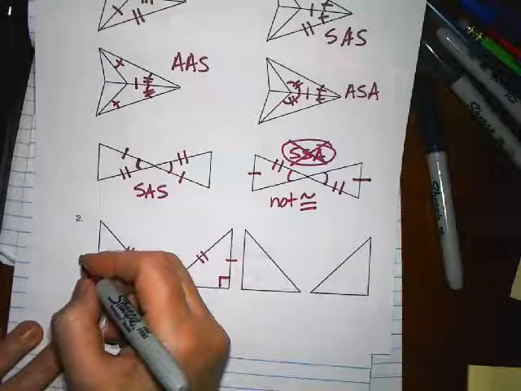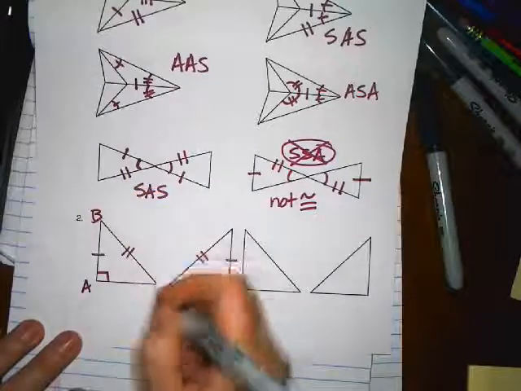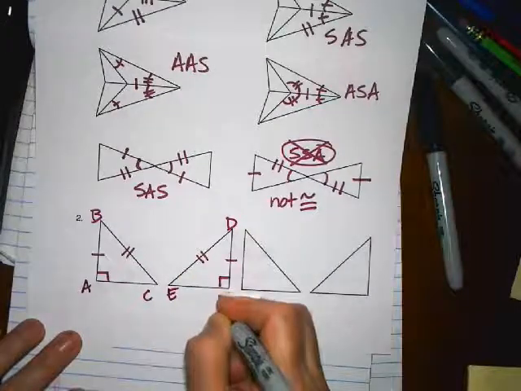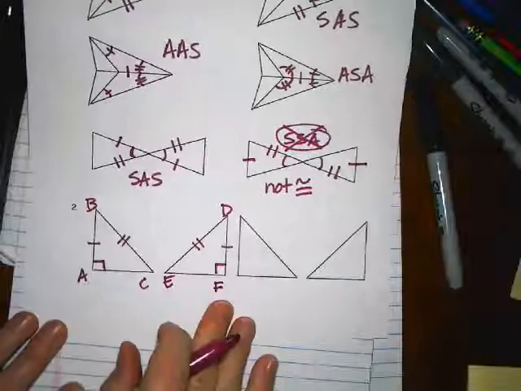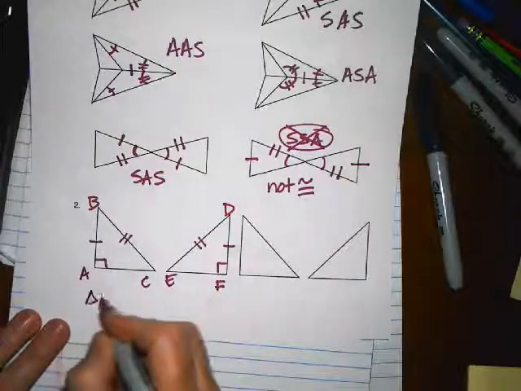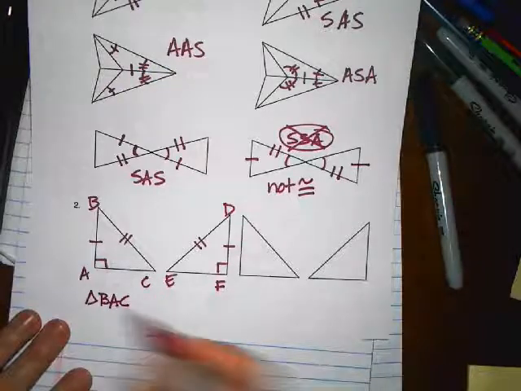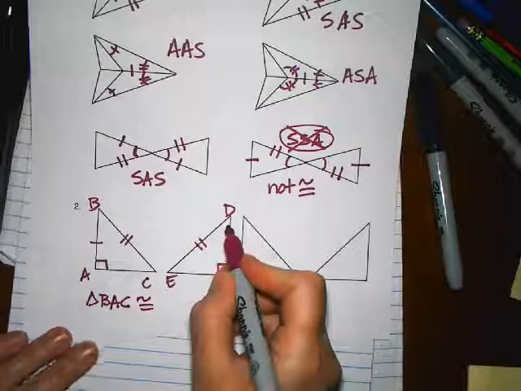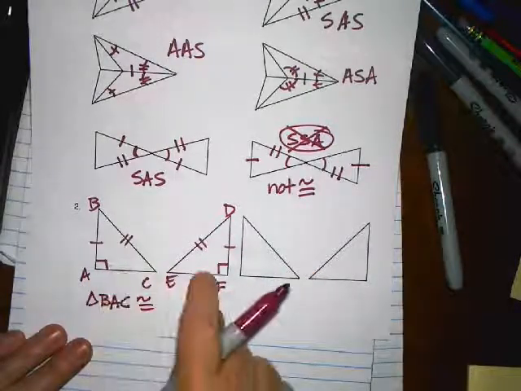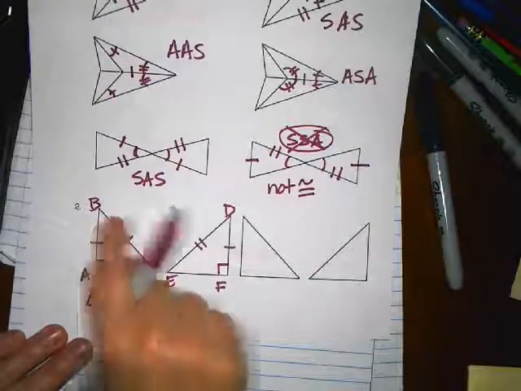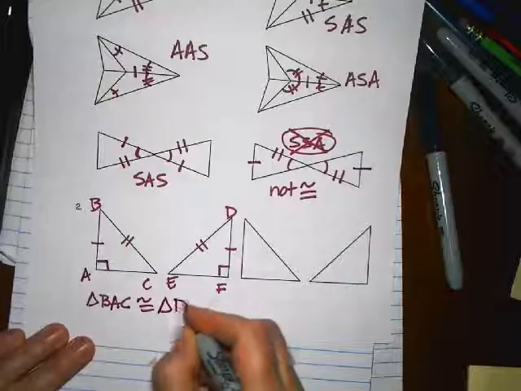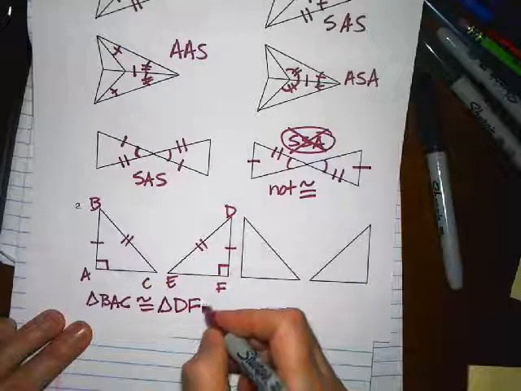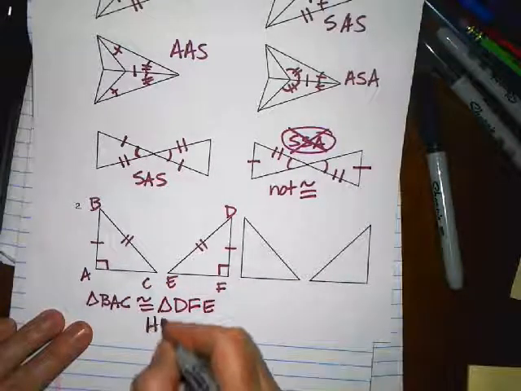Now, the order does matter when you write your statement. If I say triangle BAC, I have to match up the corresponding angles. So angle B corresponds to angle D. In other words, if I were to reflect this over a vertical line, B would map right onto D. So triangle D, and then A corresponds to F, and then C corresponds to E. So triangle DFE, reason is HL.